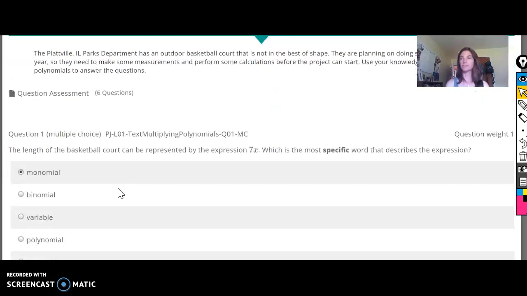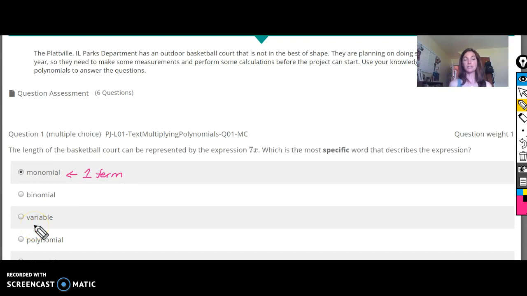Okay, so the first couple are really easy. Question 1, the length of the basketball court can be represented by the expression 7x. Which is the most specific word that describes the expression? So if you remember back from our lesson content, 7x is one term, and the description for one term is a monomial. Mono means one.